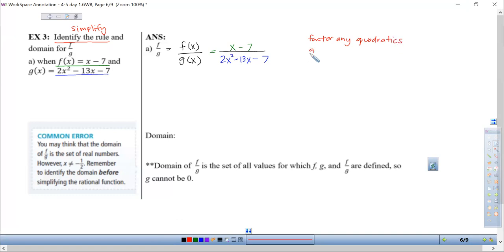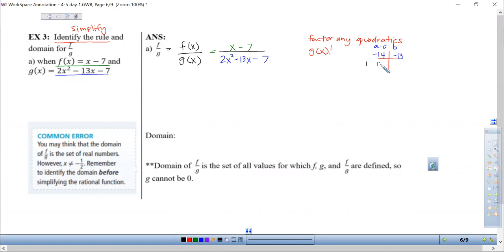In our case, g of x is a quadratic. And so we have to see, can we factor g of x so that something may reduce? So remember that when I'm factoring g of x, I'm going to multiply a times c and see what factors of a times c add to b. So if a is 2 and c is -7, a times c is -14 and b is -13. So remember the process that you're going through here is you're factoring 14.